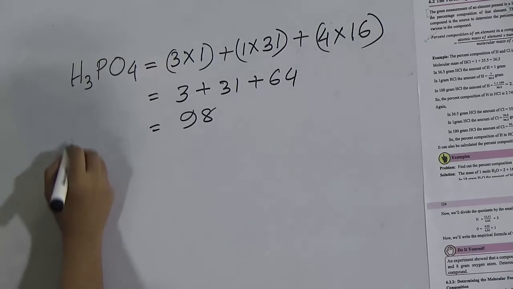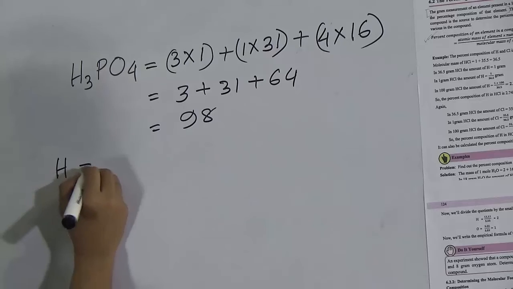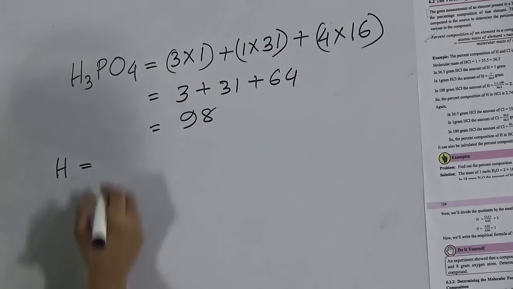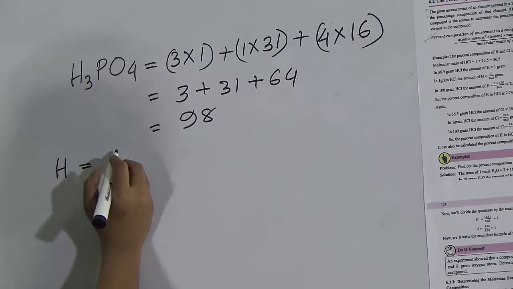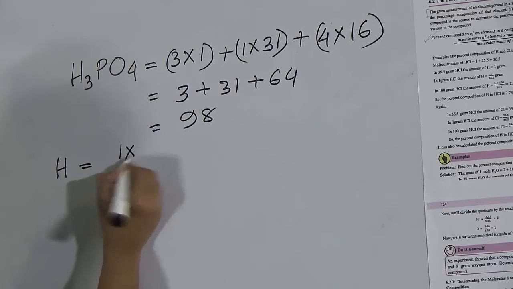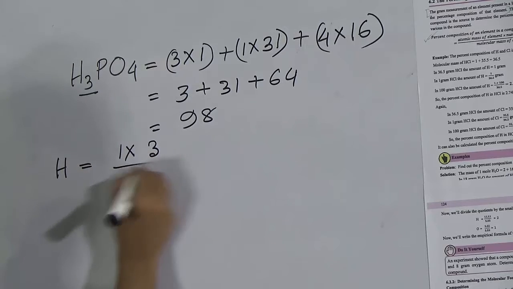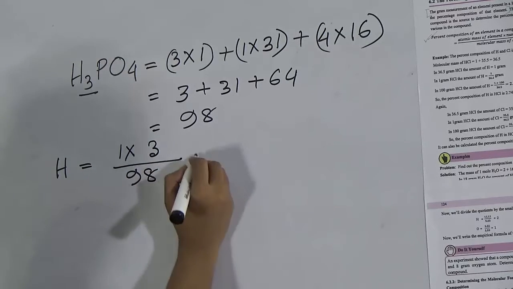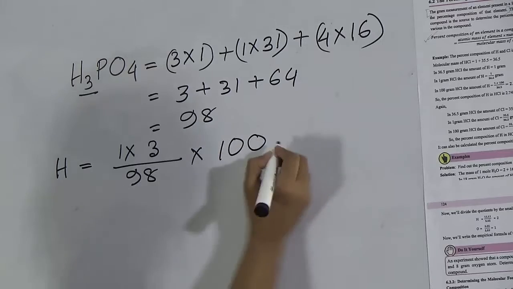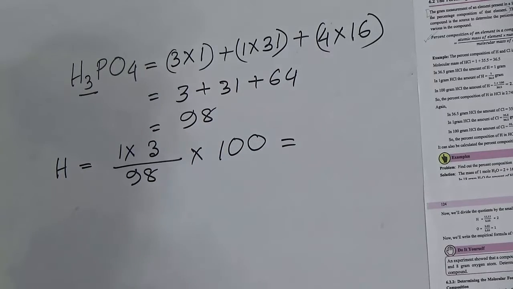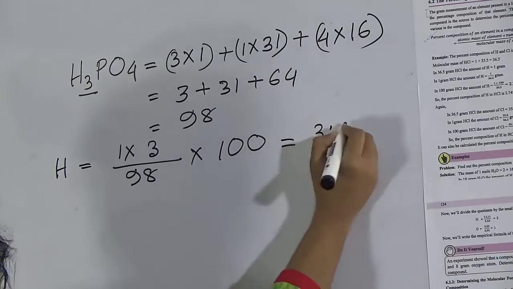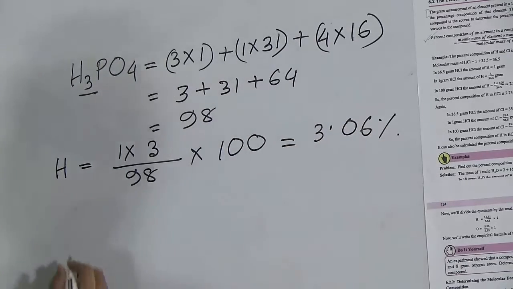Now come to hydrogen. Percent composition of hydrogen in phosphoric acid is equal to, the formula is atomic mass of the element, that means 1, multiplied by the number of atoms, 3, then divided by 98 and multiplied by 100. If we calculate, we will get the percent composition of hydrogen is equal to 3.06%.